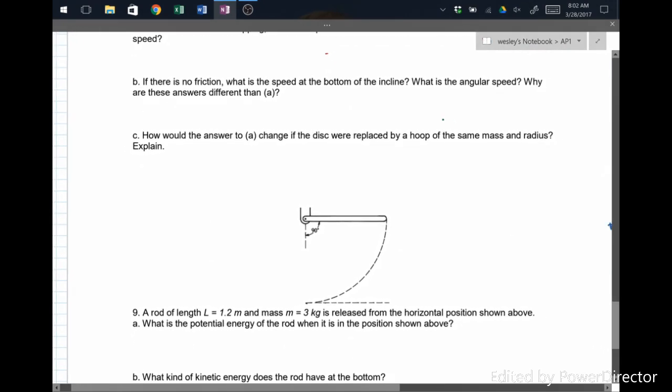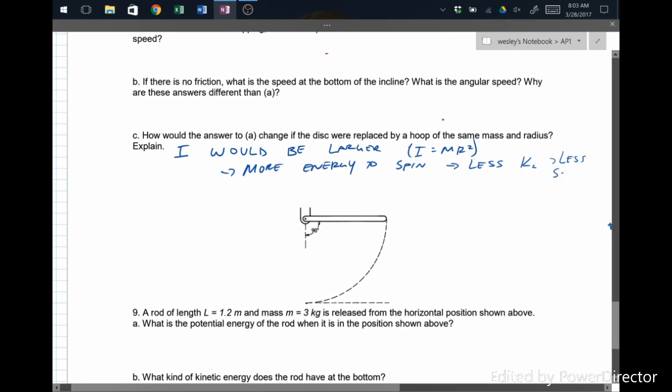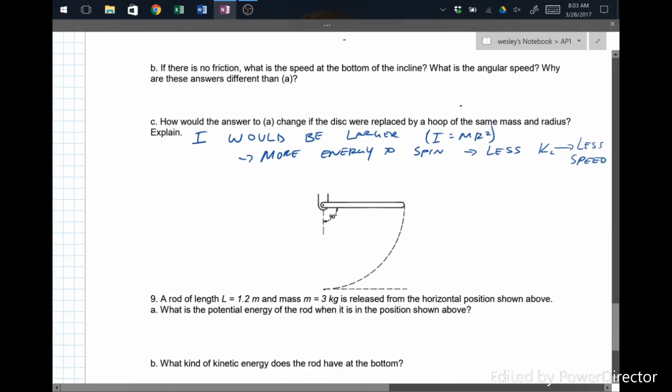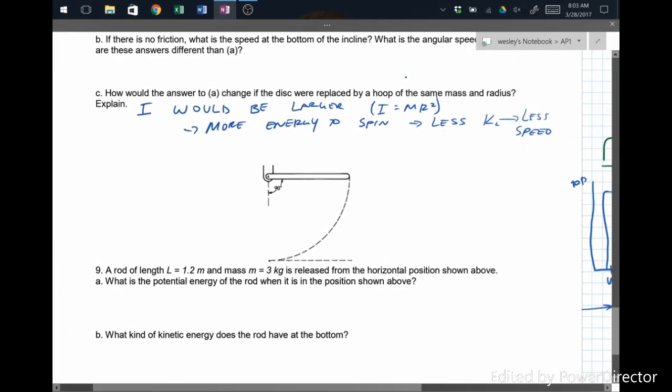How would it change if the disk were replaced by a hoop? By a hoop of the same mass and radius, I would be larger. For a hoop, I is just mr squared. So if I is larger, it takes more work, more energy to spin the object. That means less linear kinetic energy and less speed. So if you were to race the two, the disk would make it down to the bottom first. All right, number 9.